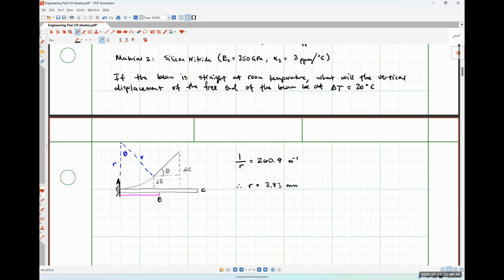Now, this is a micro scale thing, right? We have a beam length of 100 microns for one section, 200 microns for the other section. So it might seem like that radius of curvature is excessively large. But remember that we're just dealing with an arc length along that circle.